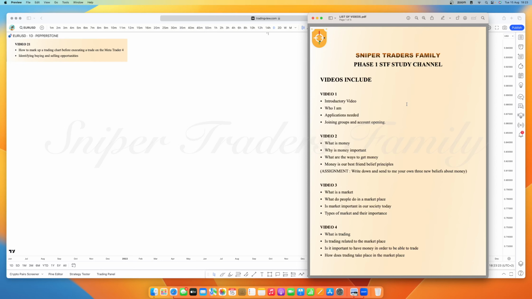And then I moved on to showing you some applications you will need, which by now I'm sure you're used to already: MetaTrader 4, Zoom, Telegram, and all of that. So you have that, and I'm sure you're making use of them already. And then I also covered joining groups and account opening. Joining groups has to do with you joining Telegram or having a Telegram account. So you know all of that. And then in video two, we talked about money.